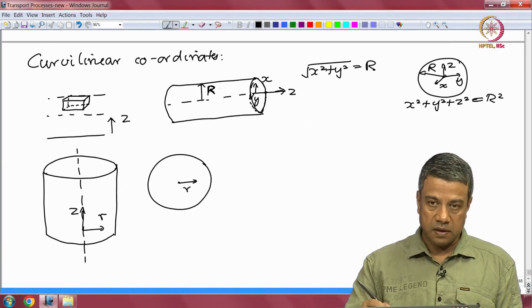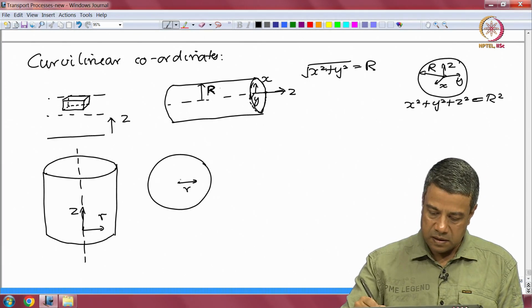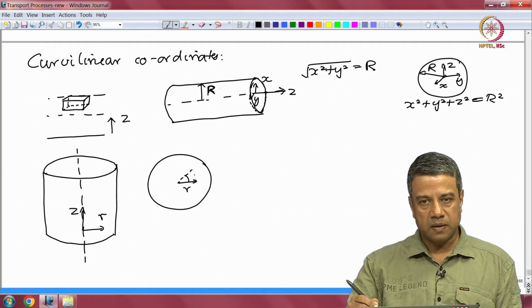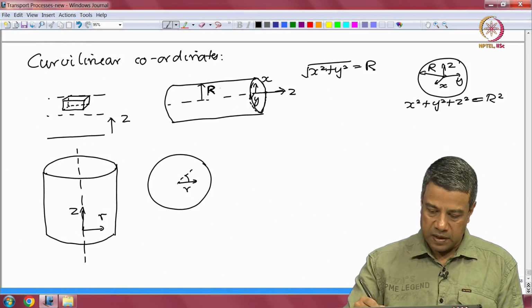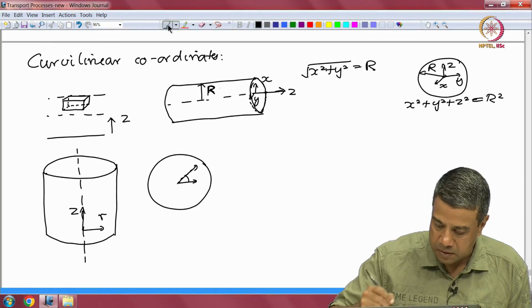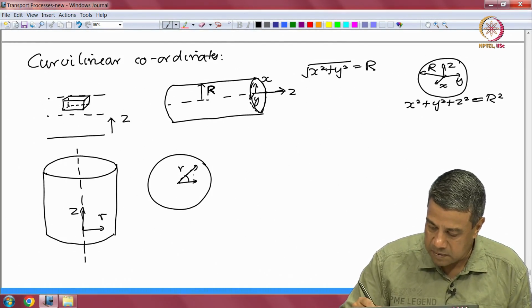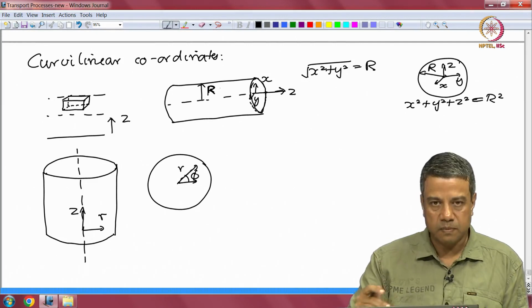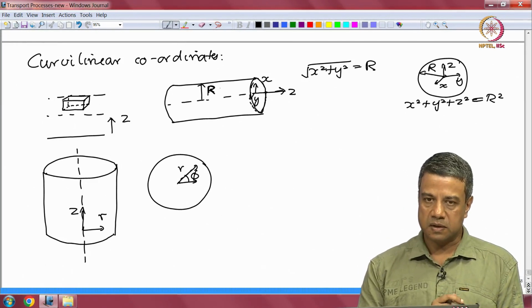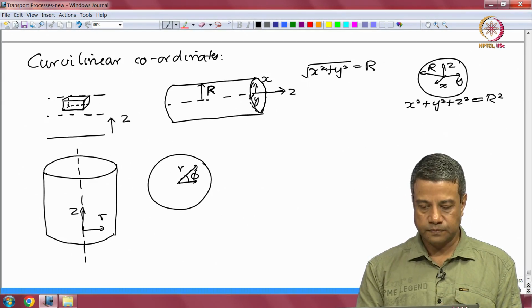There is a third coordinate, of course, which is the angle made with respect to any particular axis. So, in general, my distance from the axis will be one coordinate. The next will be some angle phi that is made with respect to one particular direction, usually what is called the x direction in this case.